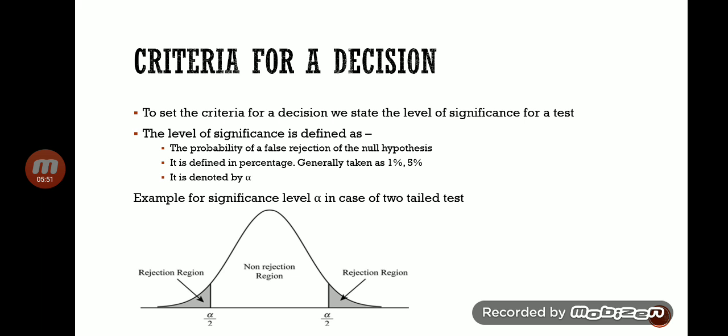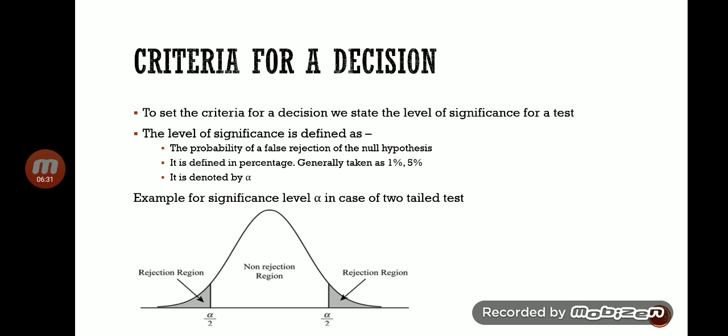In this graph we are trying to explain an example of the level of significance in the case of a two-tailed test. Basically, a two-tailed test is one in which we don't know in what way our new sample will behave, whether the mean of our new sample will increase from the mean of our population or it will decrease from the mean of our population. So depending on this, we decide whether to reject or to accept the null hypothesis.